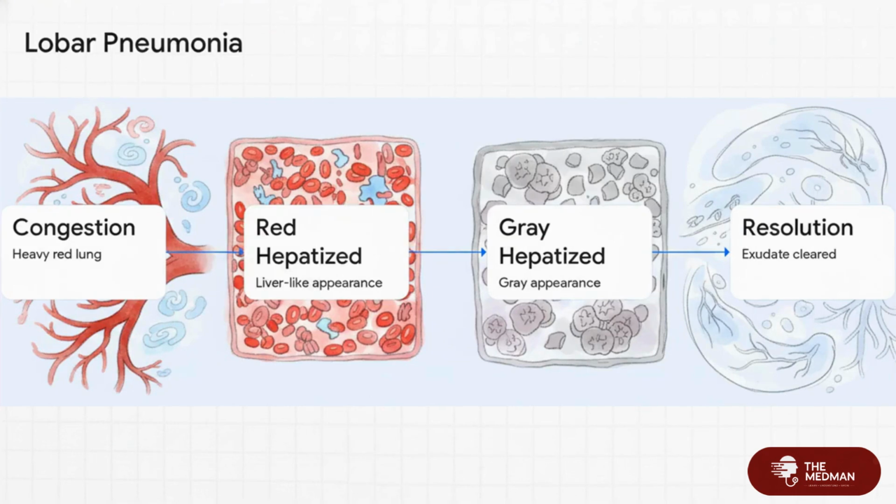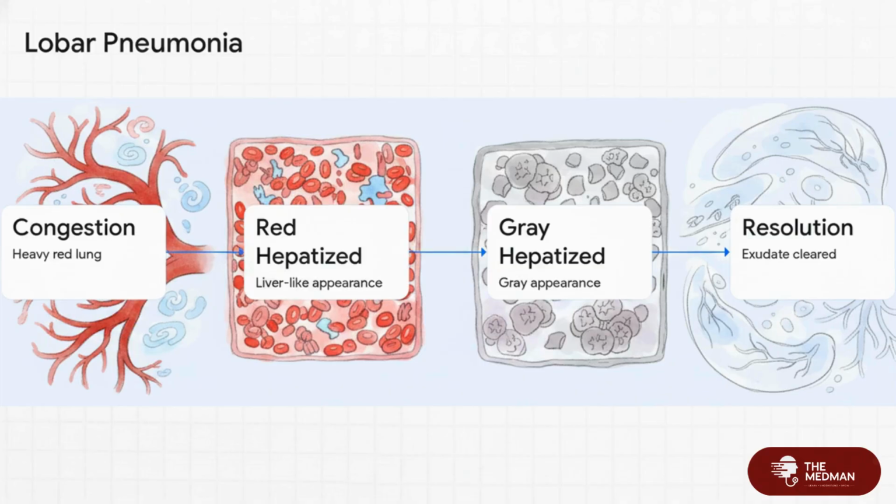Let's walk through the 4 pathological stages of this lobar pneumonia chronologically. It actually builds a pretty fascinating mini-narrative of the infection's life cycle. Stage 1 is congestion, which happens in the first 24 hours. The lung gets heavy and red as blood vessels engorge and fluid leaks in. Then comes Stage 2, red hepatization. Hepatization means the lung tissue literally starts to look and feel firm, kind of like a liver, because it's completely packed with red blood cells and neutrophils.